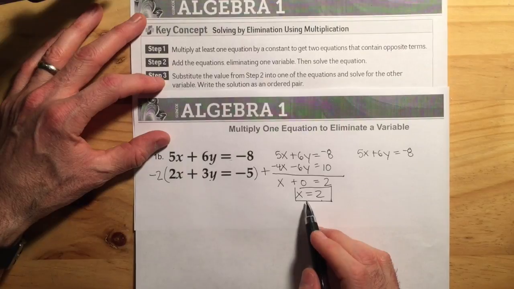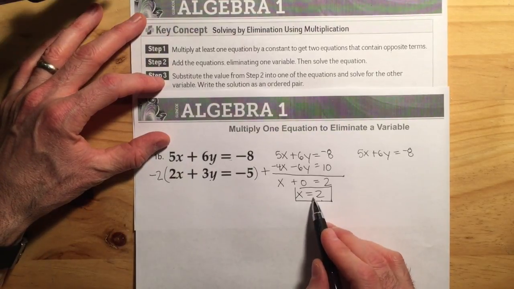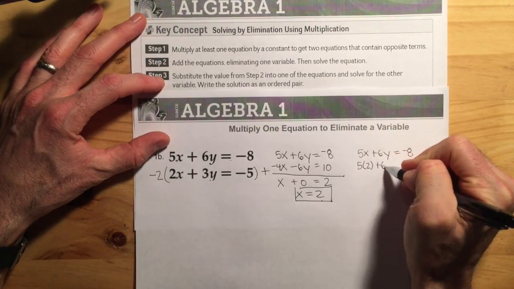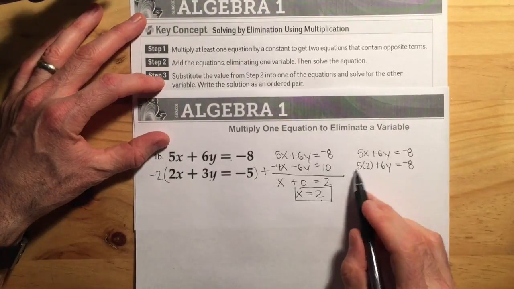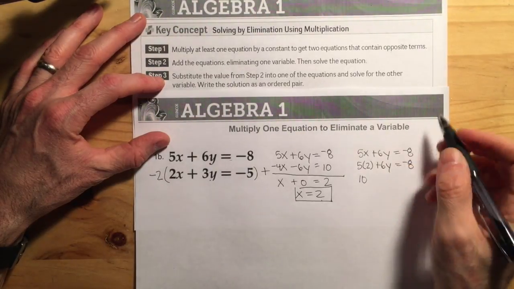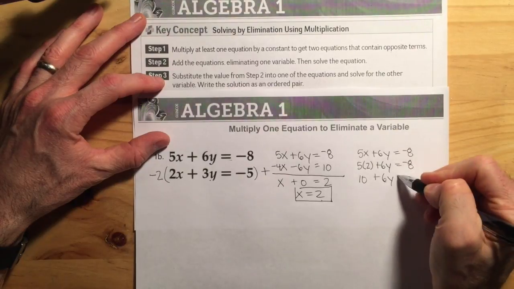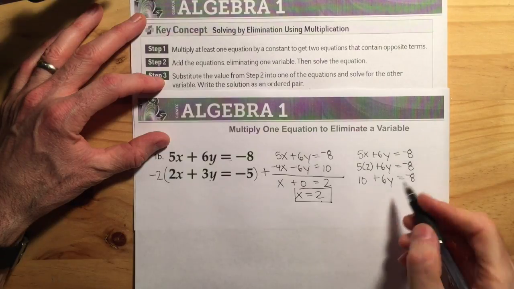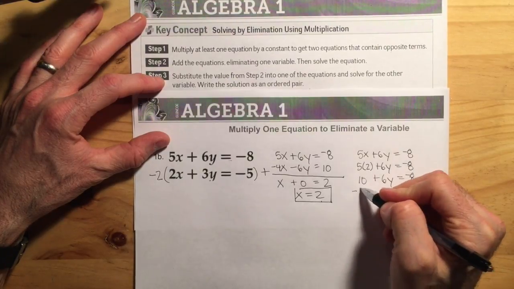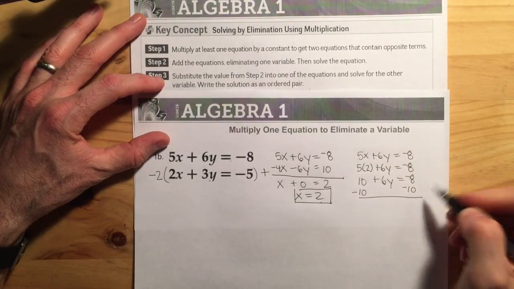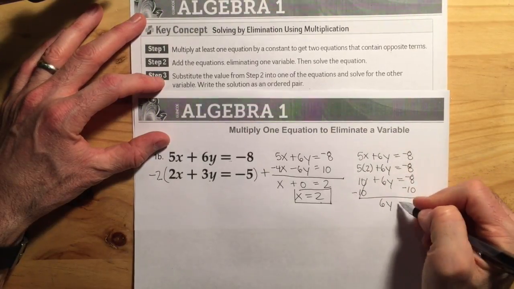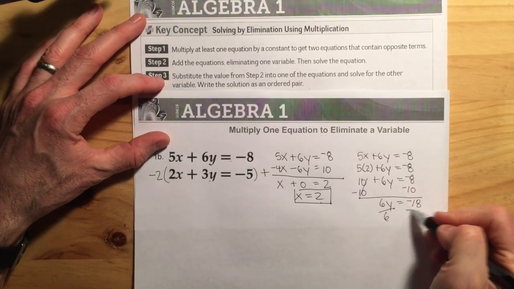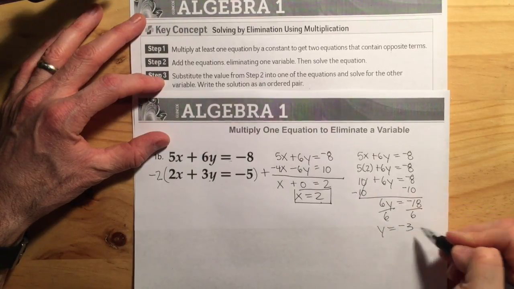Now I'm going to substitute x equals 2 in for x. So 5 times 2 plus 6y equals -8. Okay, so 5 times 2 I know is 10, simplifying this: 10 plus 6y equals -8. My job is to get y by itself, so let me go ahead and subtract 10 from both sides. This eliminates the 10. I end up with 6y equals -18. And if I divide both sides by 6, I get y equals -3.